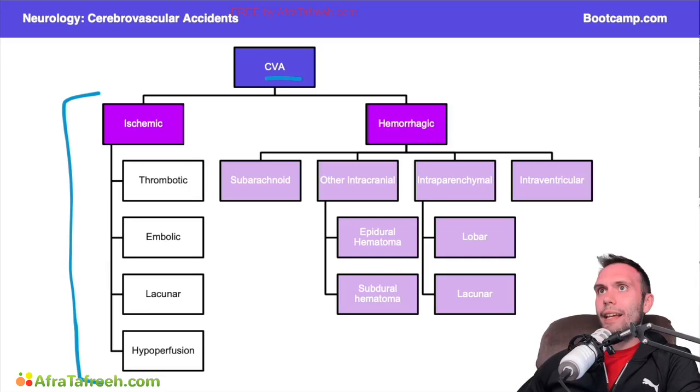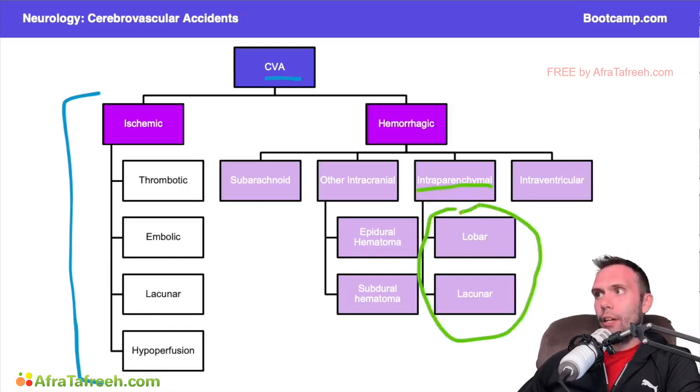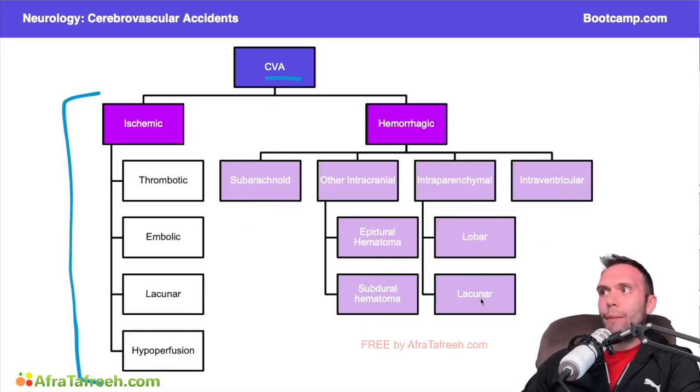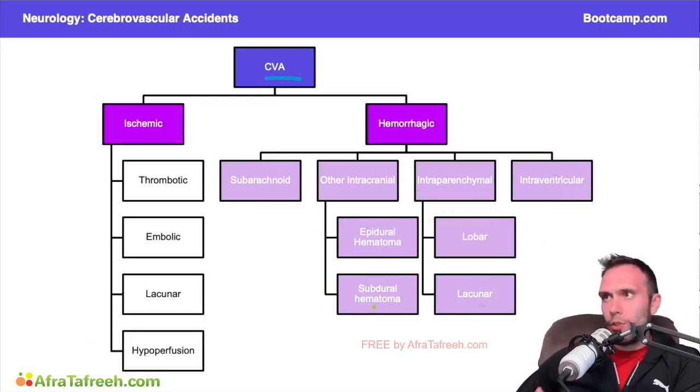But when I say intraparenchymal or intracerebral, I'm talking more about bleeding directly into the brain, not into the ventricles, not into the arachnoid space, not between the different layers of the arachnoid or dura mater. I'm talking about bleeding directly into the brain parenchyma, like the name says. So intraparenchymal or intracerebral, talking more about lobar and lacunar hemorrhages, whereas if I say intracranial, I'm using a more broad, non-specific term. Okay, so just kind of keep that in mind.